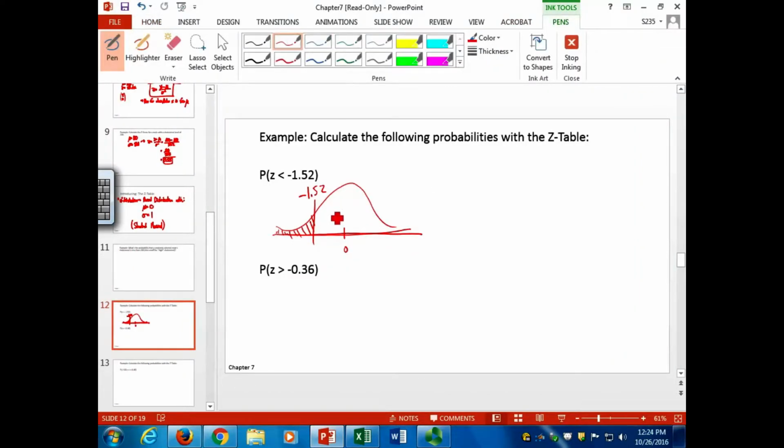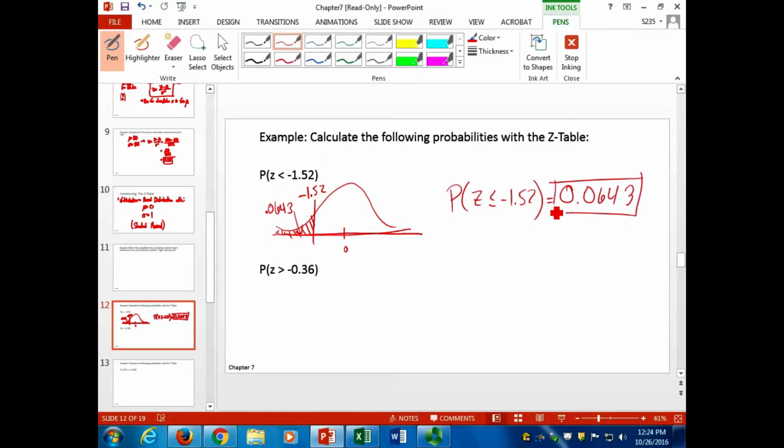So this area here is 0.0643, which means that if you just randomly select something off of this distribution, the probability that you get a z-score down there is 0.0643. So there's a little more than a 6% chance that you're going to see things down there. Not super likely.